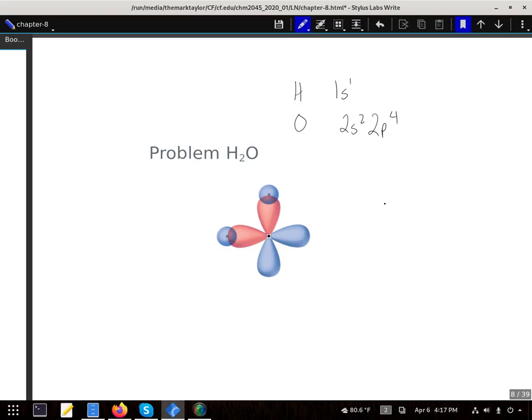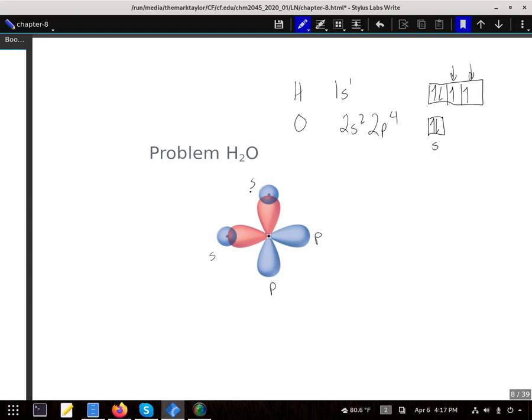Now, what that means is, in that valence orbital diagram, we had s orbitals, and then we had our p orbitals. 1, 2, 3, 4. So apparently what happens when the overlap is that p orbital and that p orbital overlap with the s orbitals of the hydrogen. So this is a p orbital from oxygen, that's a p orbital from oxygen, and this is an s orbital, and this is an s orbital.